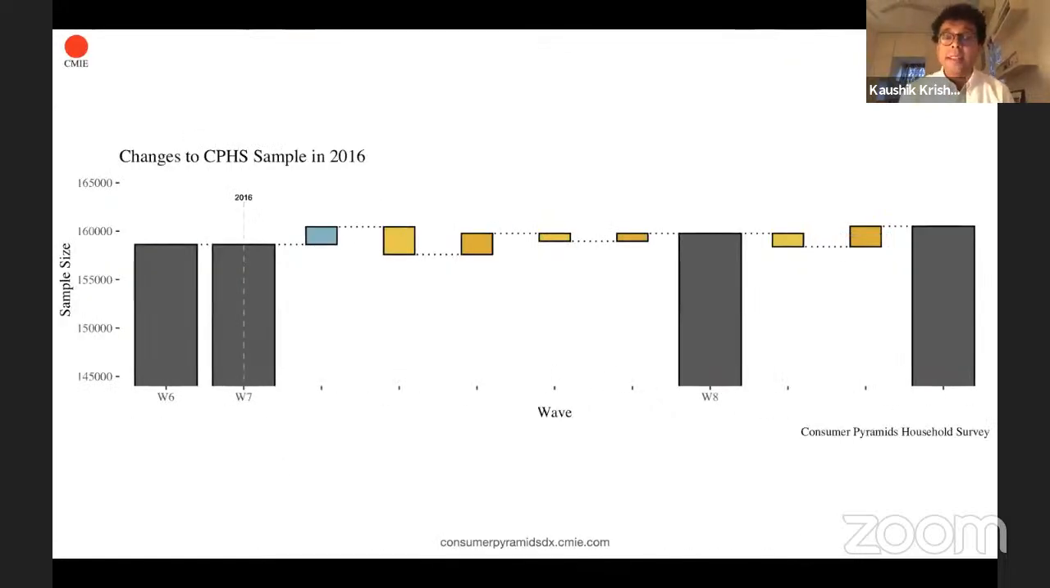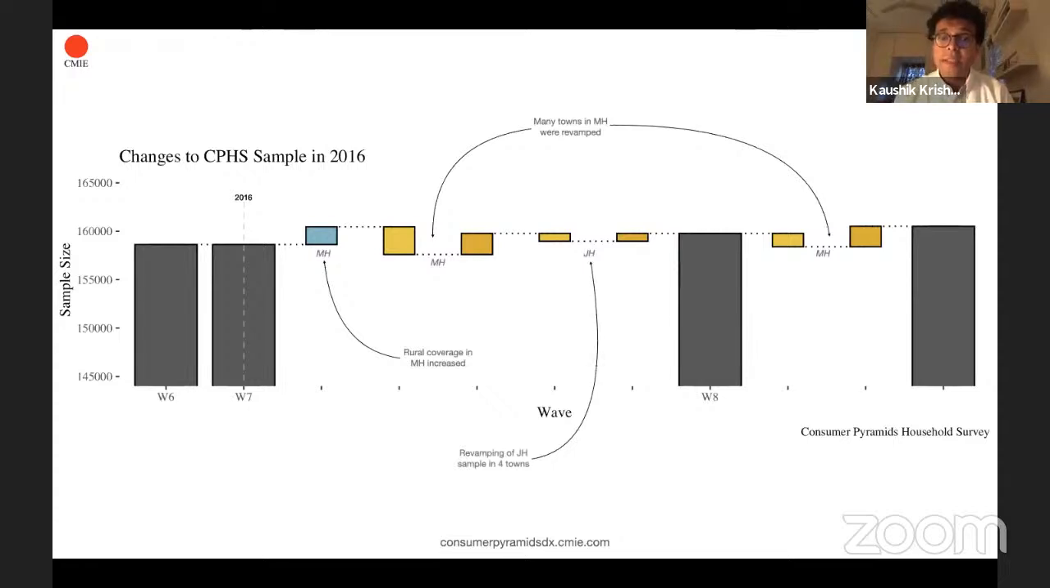Now, let's move to 2016. 2016, between wave 6 and wave 7, there was no change. But then again, in wave 7, there were some changes and some spillover changes into wave 8. In wave 7, as you can see, there's first a significant increase in the rural coverage in Maharashtra.